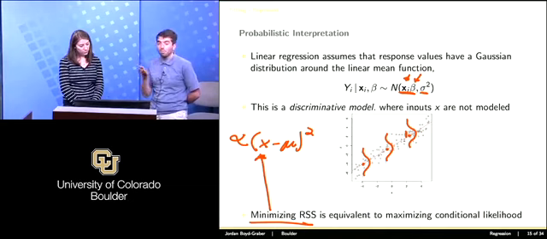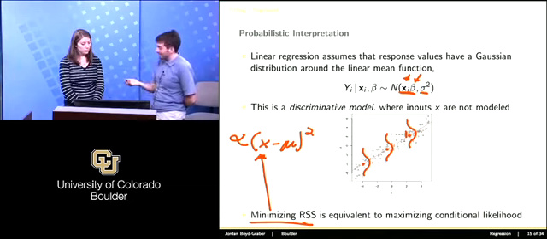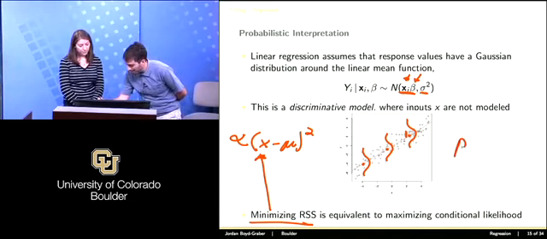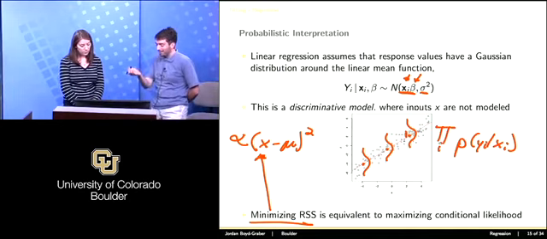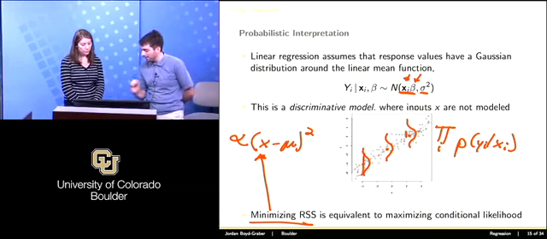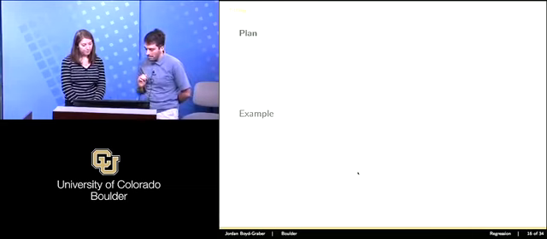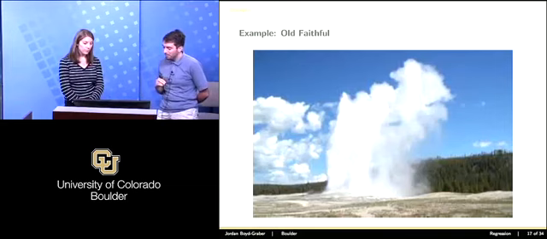And so this should remind you a lot of logistic regression, where we're maximizing the probability of y given x for all of our data points, and we have the product over all of those. And so instead of having a logistic function, we now have a Gaussian function. Okay, so let's look at some examples.